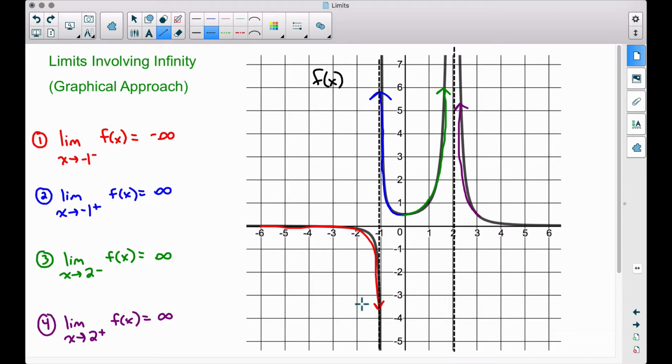Now, technically, these limits do not exist in the true definition of a limit, because we're not approaching specific y values, or, in this case, we're approaching two different y values. But again, it's still good and intuitive to know these types of infinities or negative infinities, because they tell us what the graph is doing on the left-hand side of some x value versus the right-hand side of some x value. So there you have it, a quick video on limits involving infinity with a graphical approach.